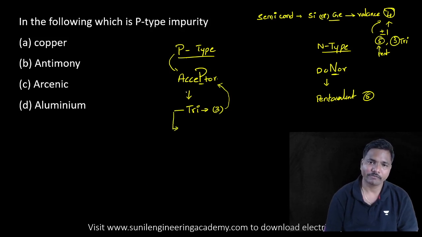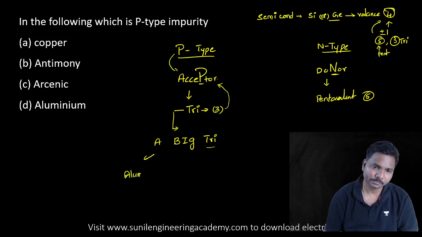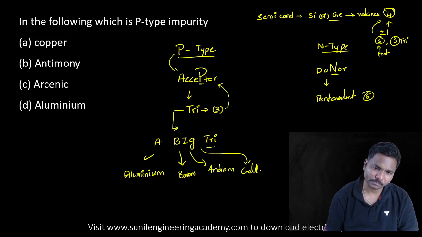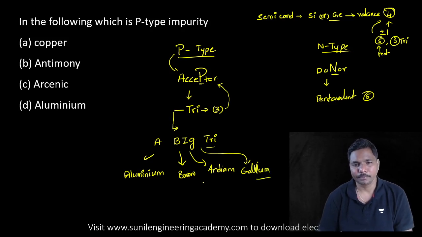For P-type, the example is "a big tree". Tree for 3, so A for aluminium, B for boron, I for indium, and G for gallium. So these are the examples of P-type impurities.